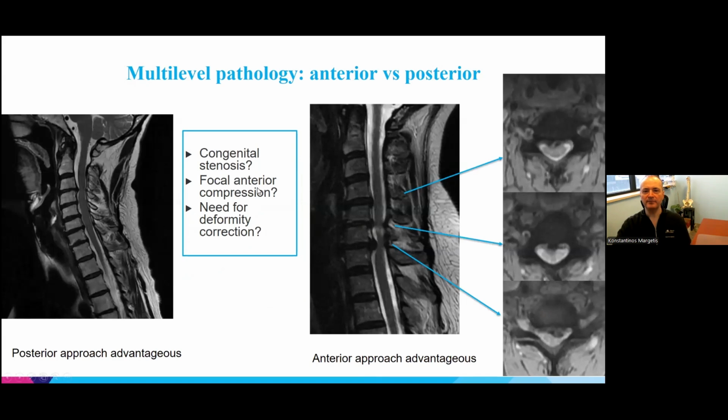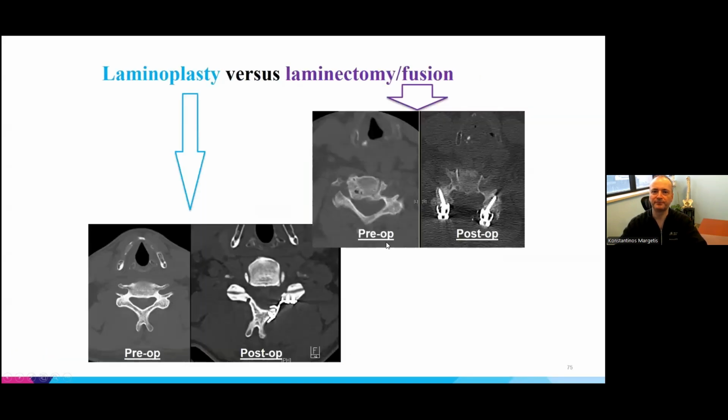There are some cases where we can go either anteriorly or posteriorly, and some cases where one is clearly advantageous over the other. I think this is a case where a posterior approach is really better. In a case where the compression of the spinal cord is mainly coming from the front, an anterior approach is better because you access the pathology directly and attack it very directly. Remember, if you go from the back, you have the spinal cord in your way, so you won't be able to do anything on this pathology from a posterior approach.